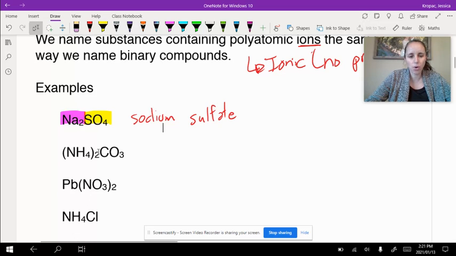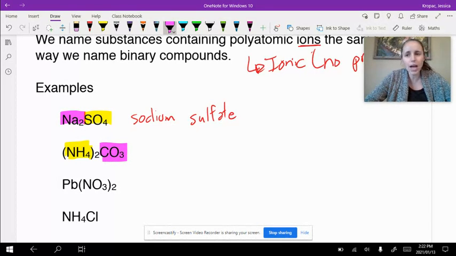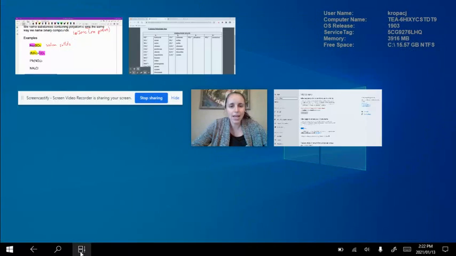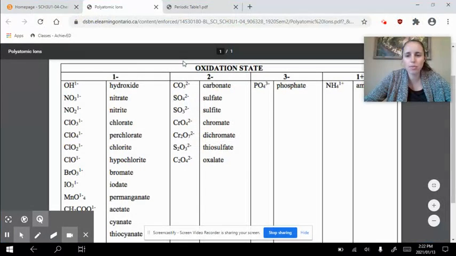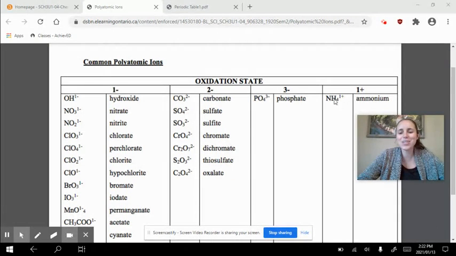Next up, I have 4 capital letters. If I have 4 capital letters, this suggests that I actually have 2 polyatomic ions. I'm going to have 1 polyatomic ion here, and the second polyatomic ion here. I want to take a look at my chart and see what each of these stands for. My first one here is NH4. I'm going to take a look at my chart and see if I can find it. There we go, I found it. It is over here, and it is ammonium. So I'm going to write NH4 as ammonium. So let's go back here.